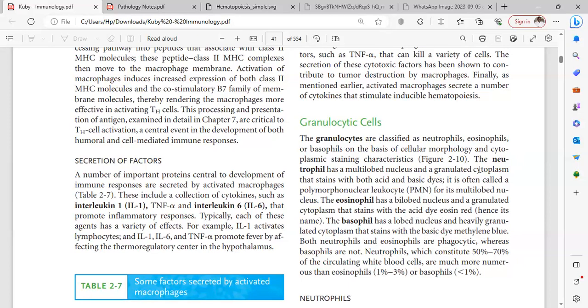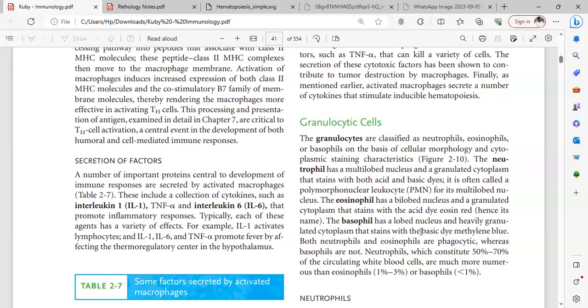So in comparison to the neutrophil, the eosinophils only stain with the acidic dyes. Eosinophils are also phagocytic in nature, and you will appreciate eosinophils much later. They are used in type 2 hypersensitivity reaction, which is antibody mediated cytotoxic hypersensitivity. So eosinophils play a major role in type 2 hypersensitivity reactions.